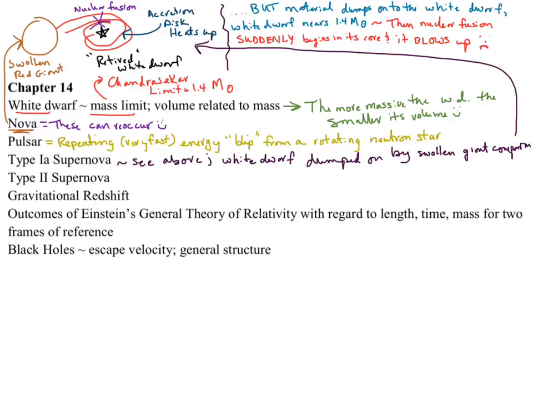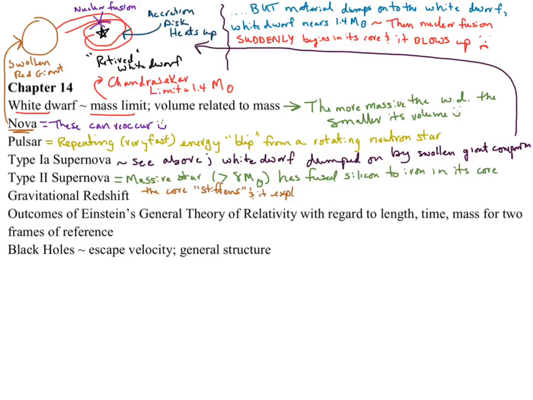And gravitational redshift, I brought in a figure from your textbook down here. So the type 2 supernova is the explosive end of a massive star. And I don't think you need to know these details, but we talked about this before. It was like on your last test that basically silicon has fused to form iron in the core, and iron can't fuse.